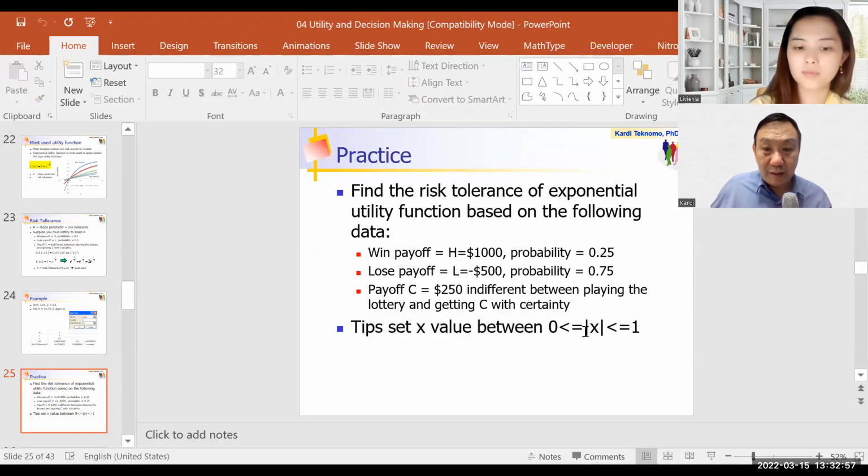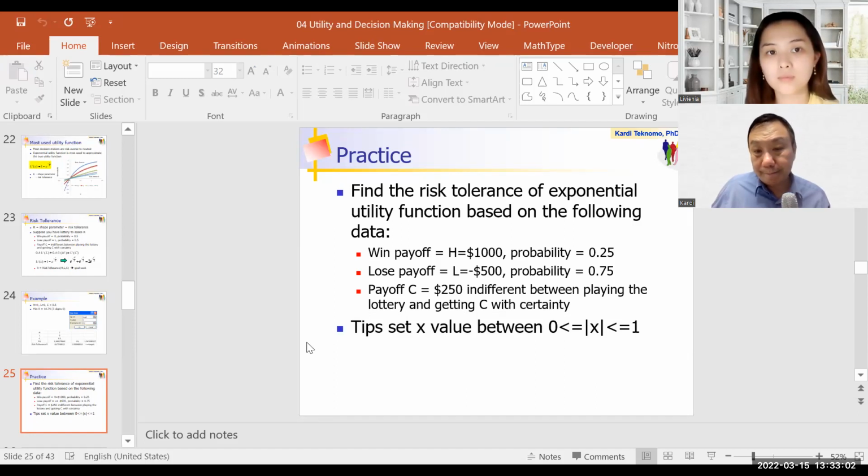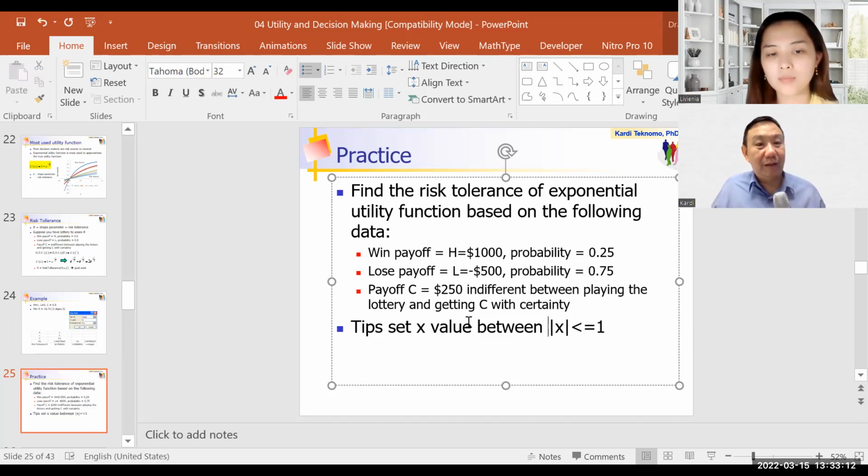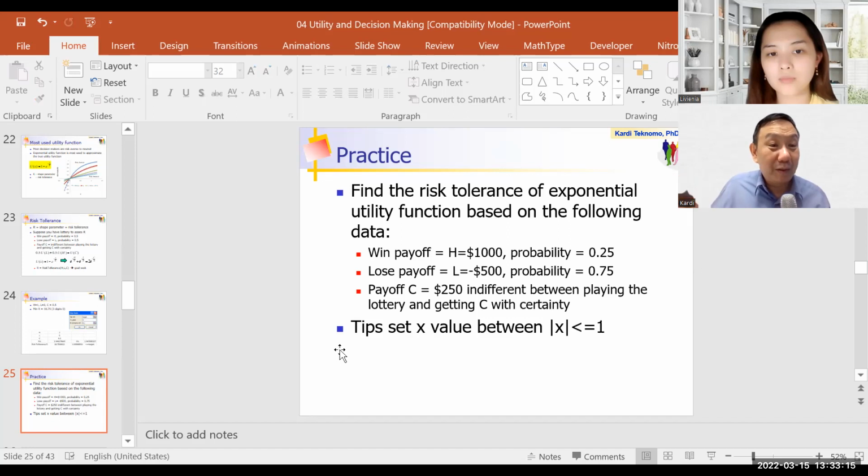Okay, so the absolute value of x is between 0 and 1, yeah. Maybe I don't need this. So I just say less than 1 is enough, right? It's exactly the same between 0 and 1.